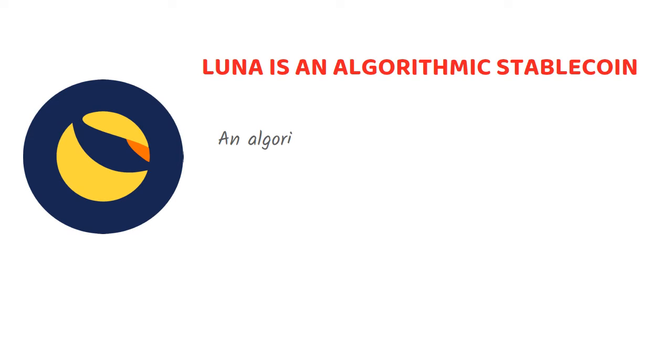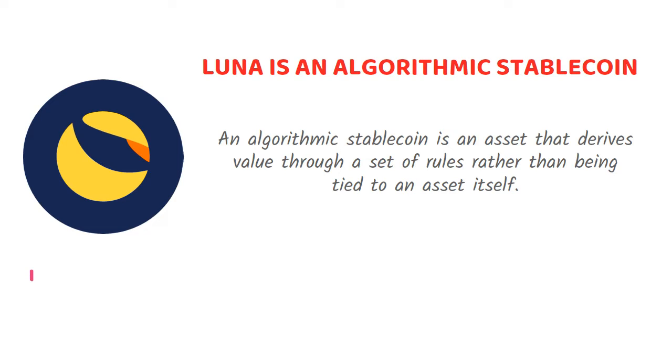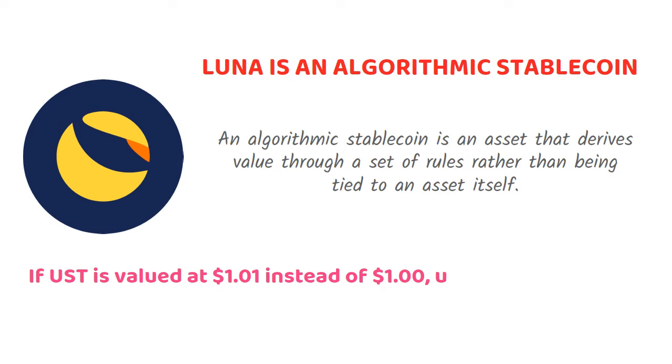An algorithmic stablecoin is an asset that derives value through a set of rules rather than being tied to an asset itself. This method enables Terra users to invest in the price of these linked assets without needing to hold their physical counterparts. To remain stable, Terra incentivizes its users to take advantage of arbitrage, the purchase and sale of the same asset in various marketplaces at the same time.